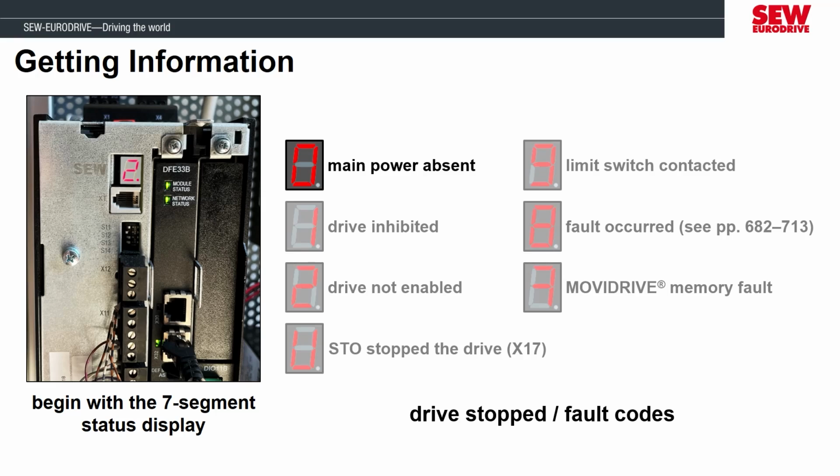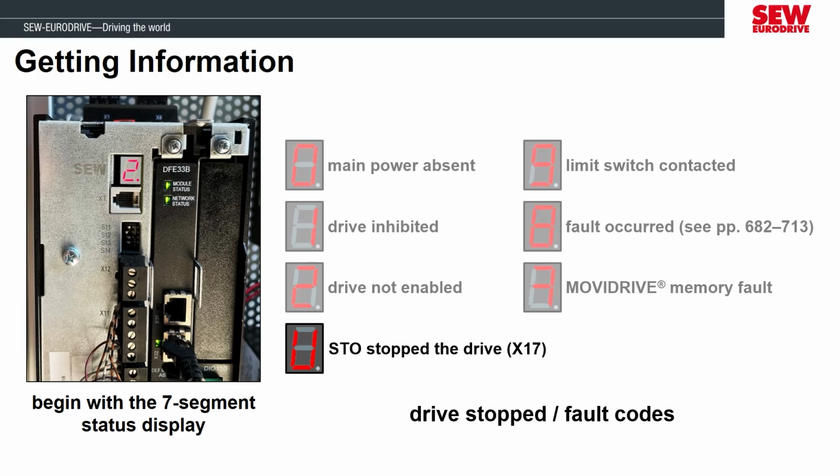If you see a number 0 on the display, that means there is no high voltage supply and the MOVIDRIVE is only being powered by an external 24 volt supply. If you measure with a multimeter and determine that the high voltage supply is present with this on the 7-segment display, then there could be an issue with the MOVIDRIVE hardware and you would need to replace it or send it to your local SEW office for evaluation and possible repair.